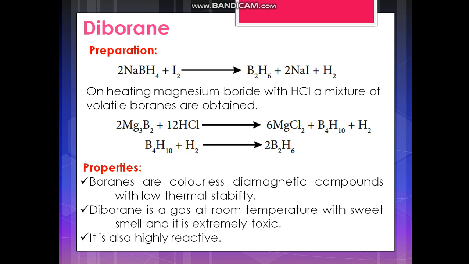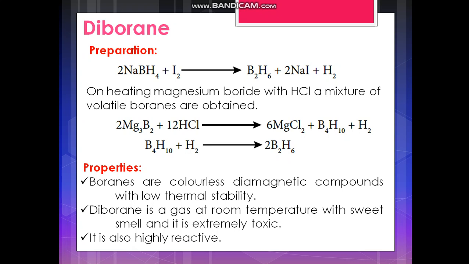On heating magnesium boride with HCl, a mixture of volatile boranes is obtained. Mg3B2 + 12HCl gives 6MgCl2 + B4H10, which is a borane, + H2. Diborane, when reduced with hydrogen, forms B2H6.